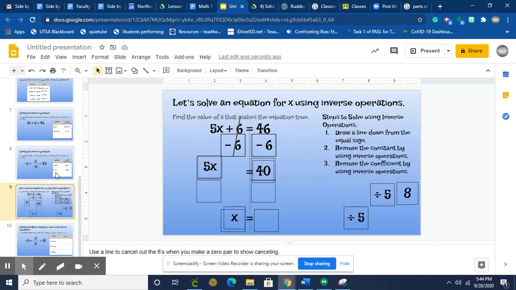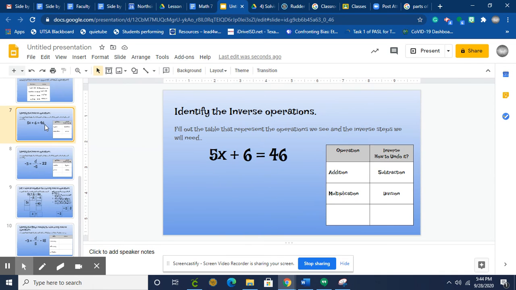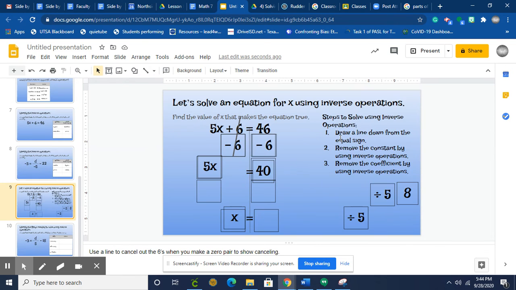If we go back to what I looked at, I know that I have some multiplication, so I undo it by division. But what do I divide by? Let's look at our steps. Step 1, we drew a line. Step 2, we removed the constant by our inverse operations, by subtracting here. Then the last one is we're going to remove the coefficient.